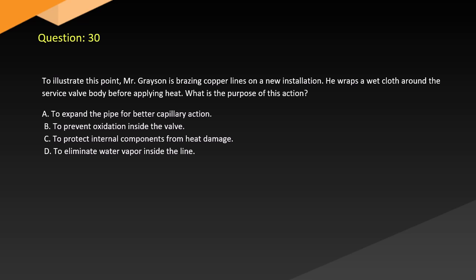Question 30. To illustrate this point, Mr. Grayson is brazing copper lines on a new installation. He wraps a wet cloth around the service valve body before applying heat. What is the purpose of this action? A. To expand the pipe for better capillary action. B. To prevent oxidation inside the valve. C. To protect internal components from heat damage. D. To eliminate water vapor inside the line.